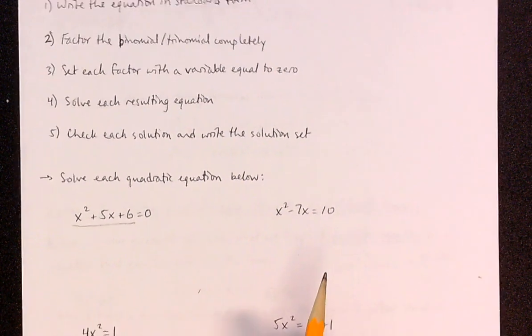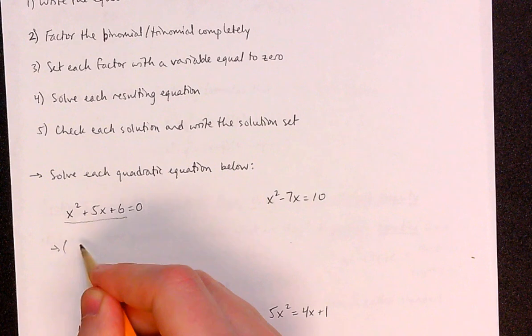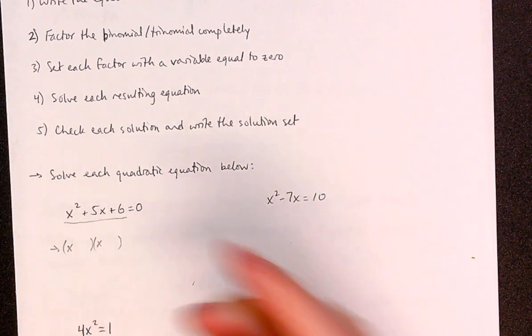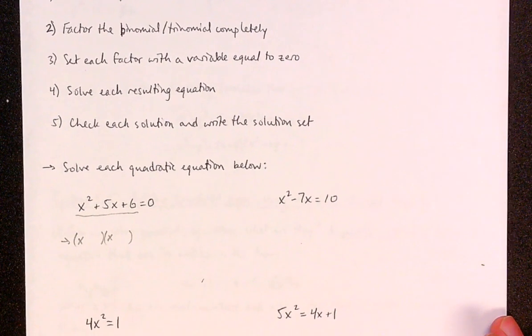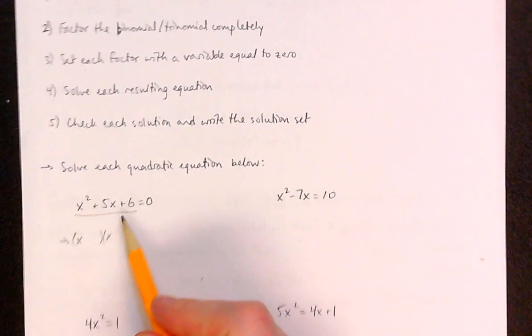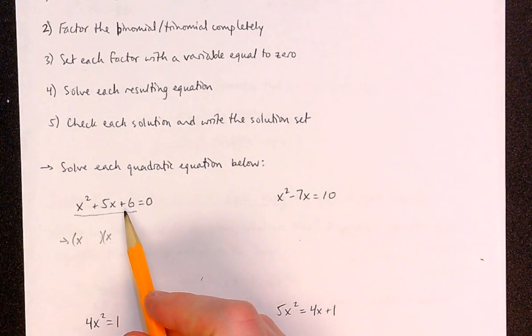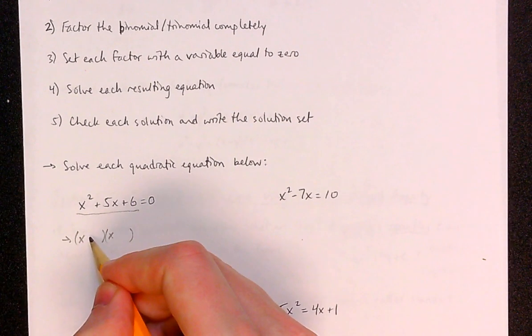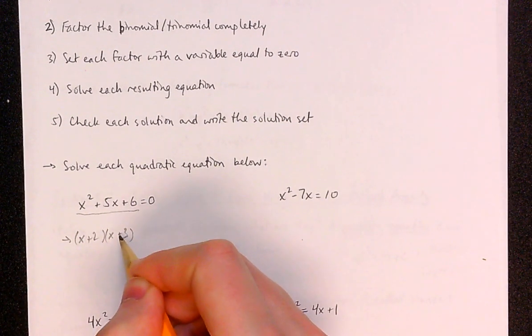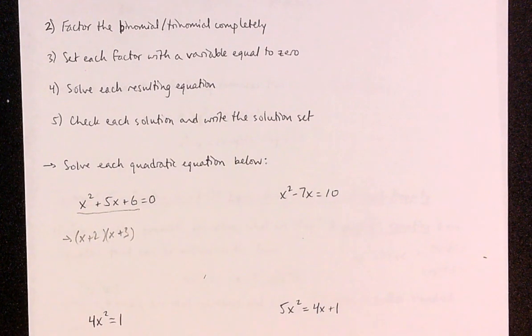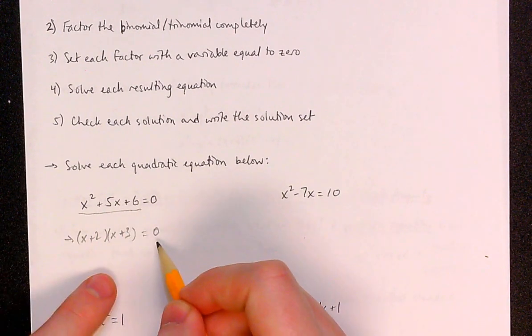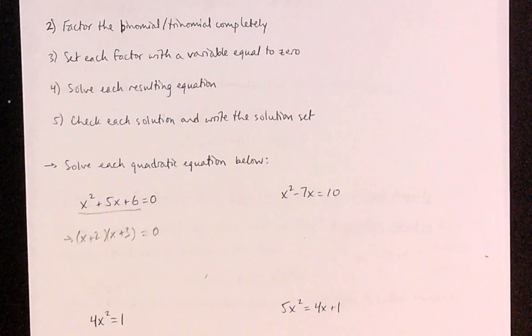So I need two factors, two binomials. They each have just x's as the first term. And now I need numbers that multiply to positive 6 and add up to positive 5. Well, if you think of factors of 6, it shouldn't take you too long to find that I need positive 2 and positive 3. Those multiply out to 6 and add up to 5. So this is this thing factored, and that is still equal to 0.